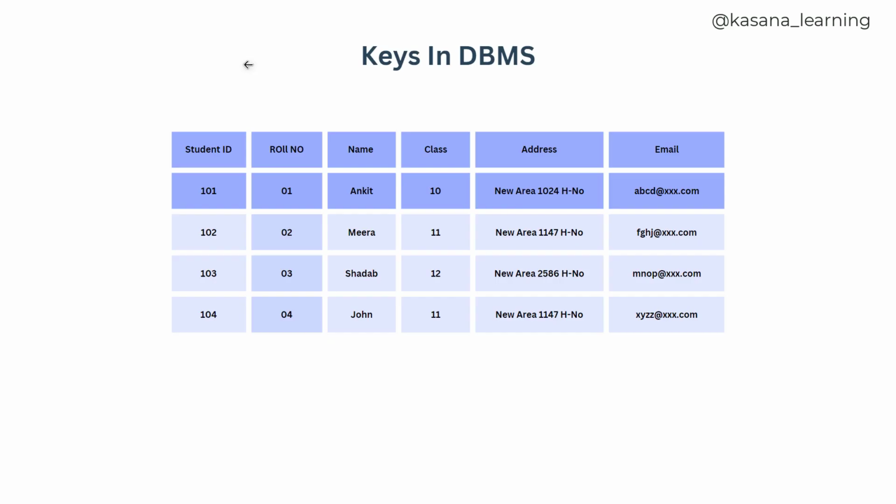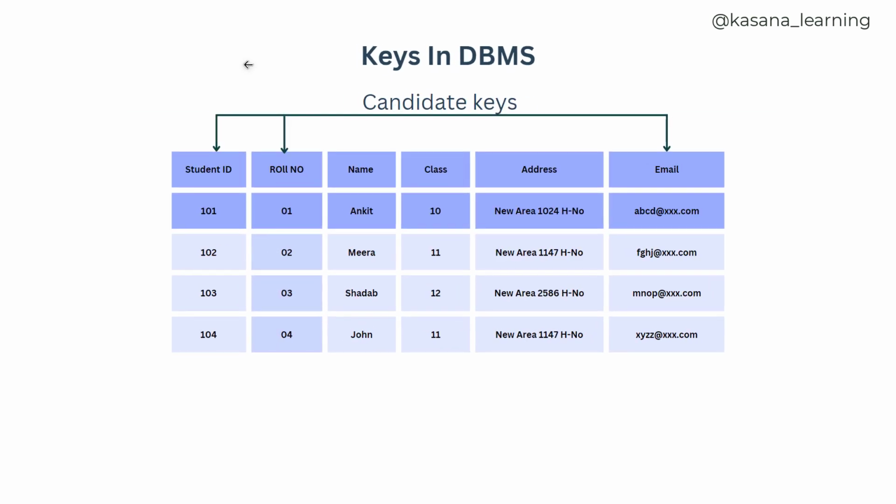Keys in database management system. Keys are the columns or attributes in the database. That is student ID, roll number, name, all of these are keys. They are classified into different categories. The first one is candidate keys. Candidate keys are the keys which can uniquely identify each and every element in the table.